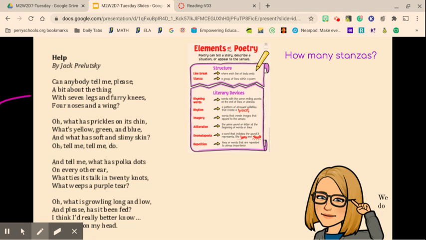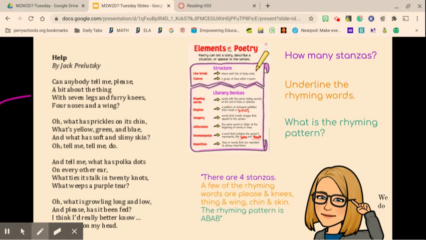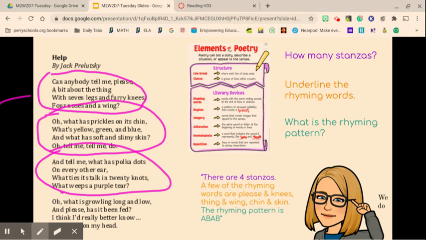This could be another example that I'm going to skip through. The answer that you guys would come up with answering those 3 questions: there are 4 stanzas. A few of the rhyming words were please, knees, thing, wing, chin, skin, and the pattern was A, B, A, B. So here are my 4 stanzas, and looking at that first stanza, please and knees, thing and wing, so I have A, B, A, B.